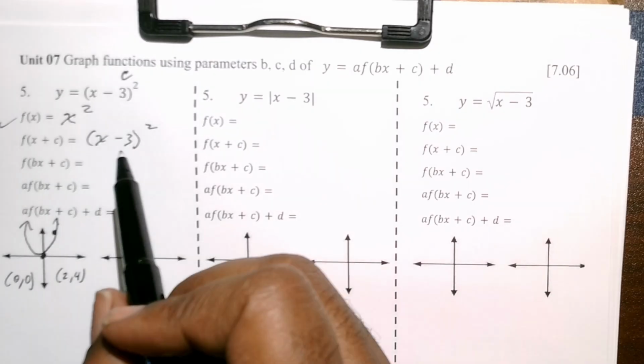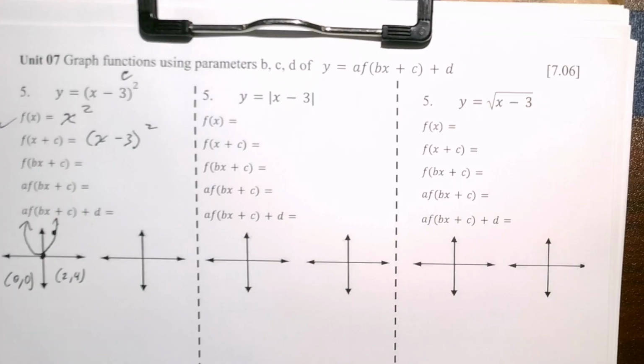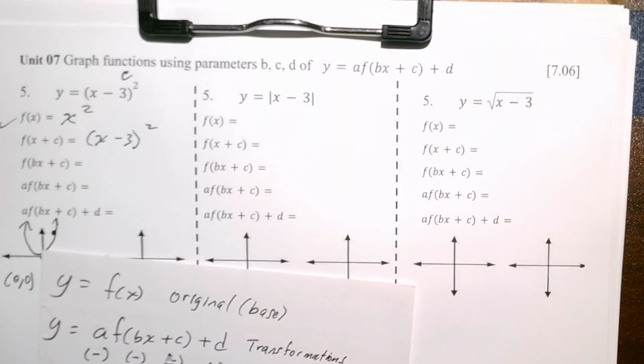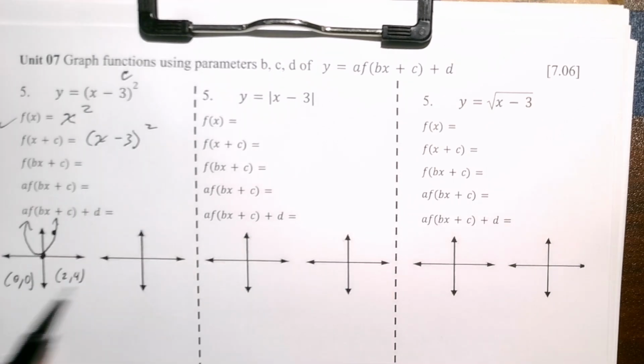Now with the C parameter of -3, remember, C's that are negative will move you to the right. So this is going to move us 3 times to the right. So all 3 of these points will move 3 times to the right.